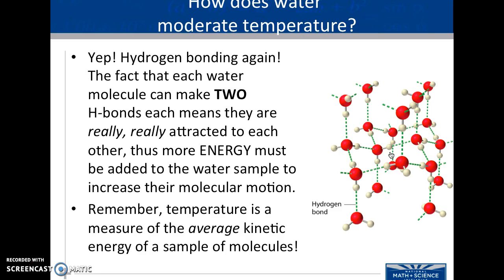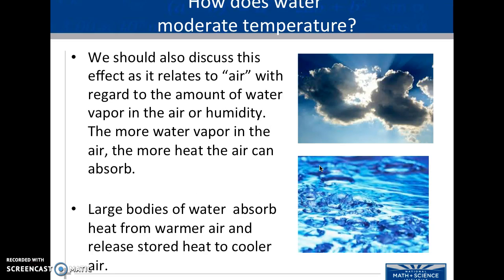Why? Hydrogen bonding again. These hydrogen bonds are very strong, and so all of the green dotted lines are my hydrogen bonds. They're super strong, and only when they break do we see a change from water to gas. And again, remember that bonds breaking and forming have to do with energy. Water is really good at absorbing that energy. Why is this important? When it comes to water in the air, when it comes to oceans, they are very good at absorbing heat, which allows our planet to regulate its temperature.